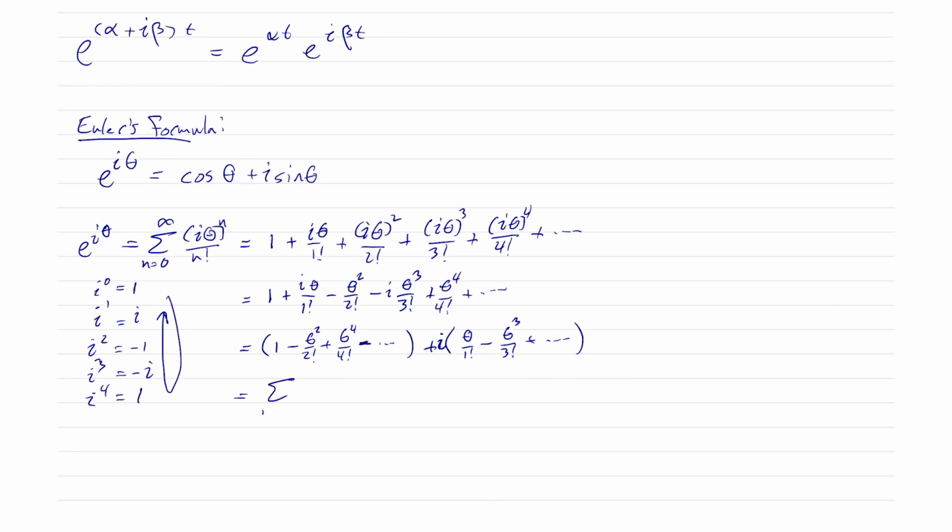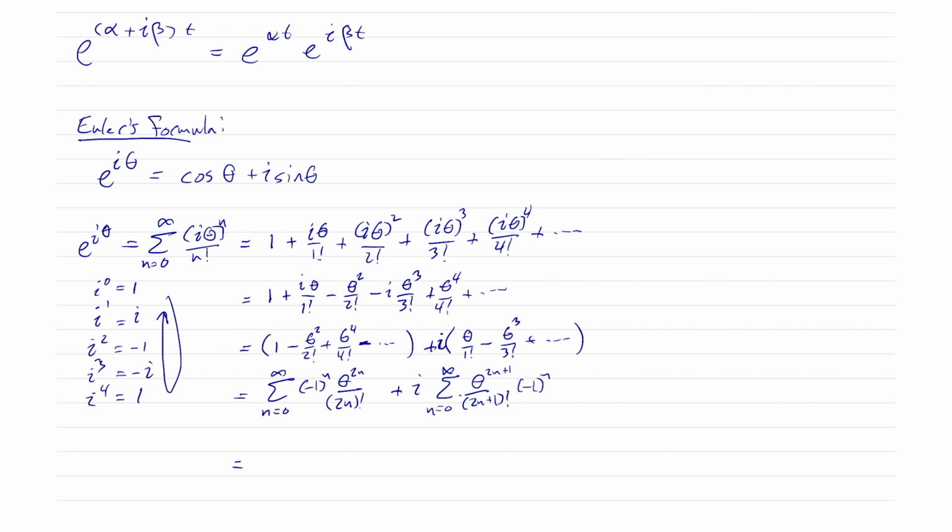Rewriting this, we get the sum from n equals 0 to infinity. This first term is going to be (-1)^n, as an alternating series, times theta to the 2n over 2n factorial, and now it looks like it's only even powers. Plus i times the sum from n equals 0 to infinity of theta to the 2n plus 1 over (2n plus 1) factorial. So we only get odd numbers out of this. And again, it's an alternating series, so (-1)^n.